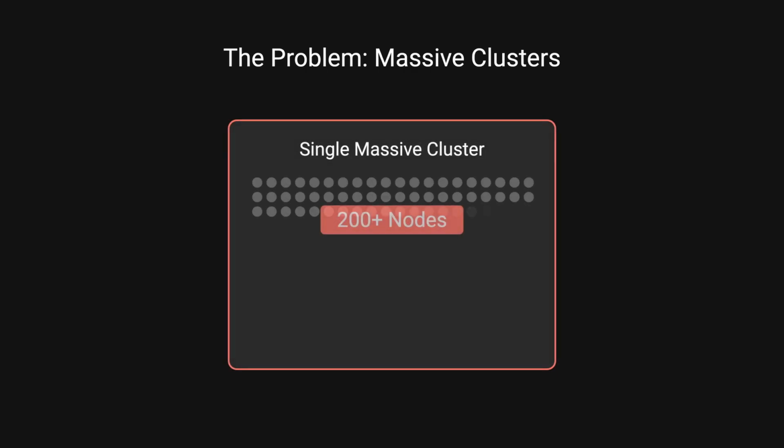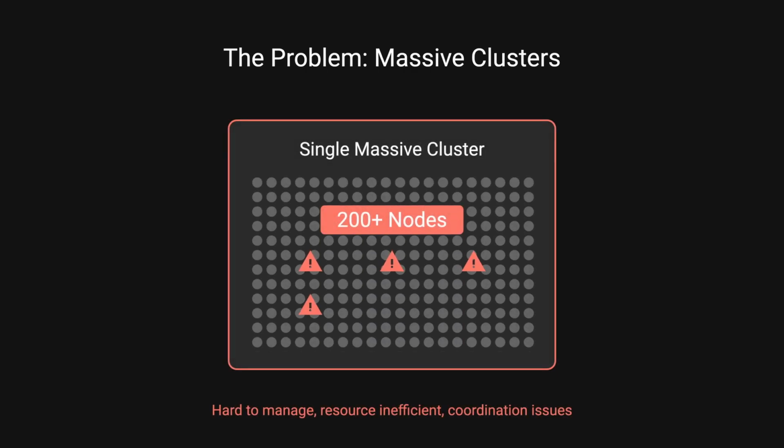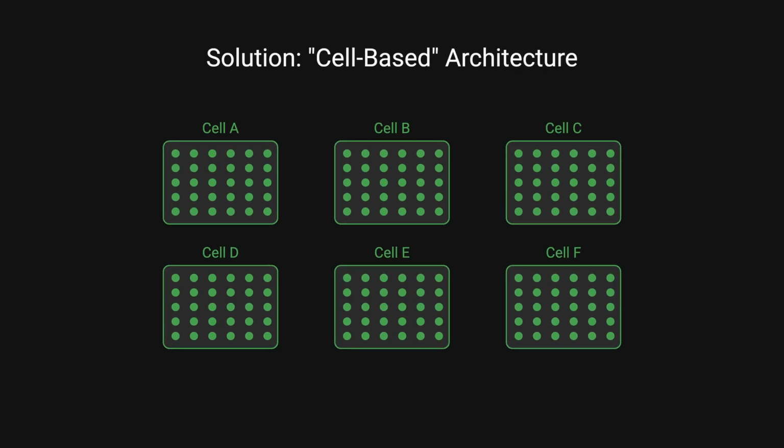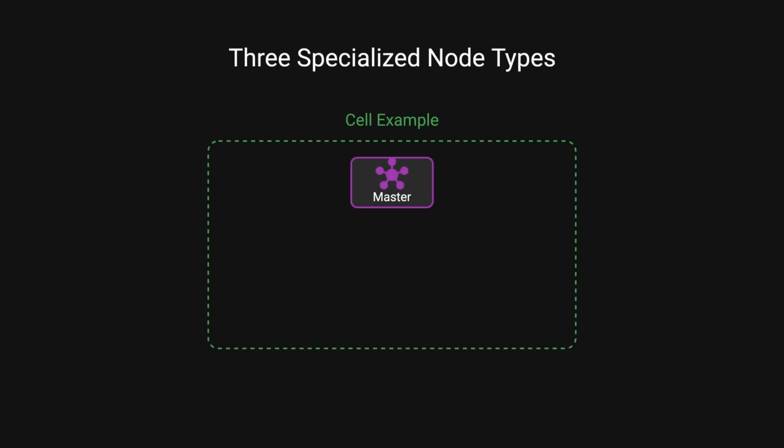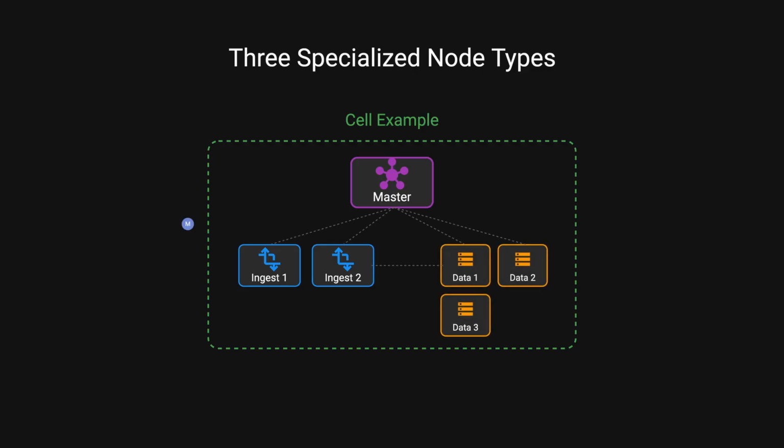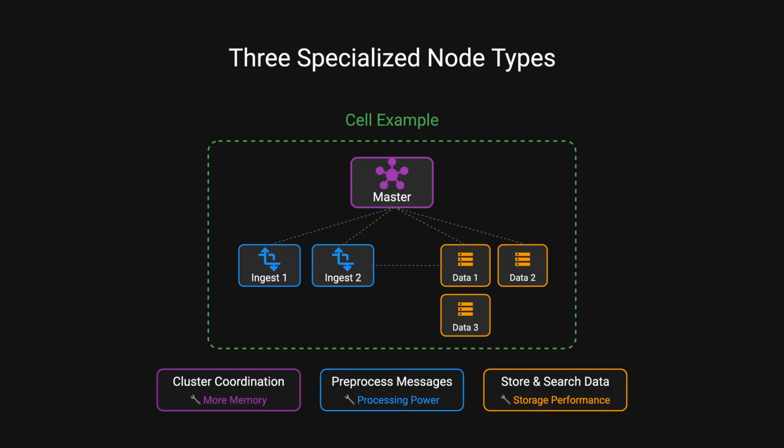They also introduced a cell-based architecture. Instead of a few massive 200-plus node clusters, they create many smaller clusters organized into logical groups called cells. Each cluster contains 3 specialized node types: the master node for handling cluster coordination, the ingestion nodes that pre-process messages before they're indexed, and the data nodes for storing and searching the actual message data. These new configurations allow Discord to match resources to need. For example, master nodes can receive more memory to prevent coordination failures, while data nodes can be optimized for storage performance.